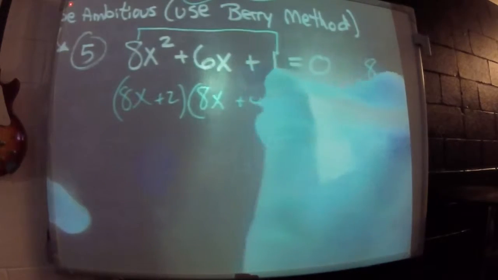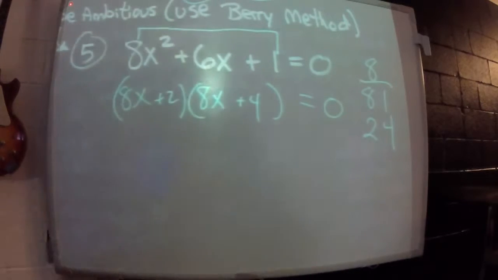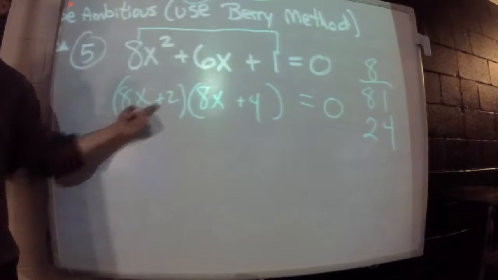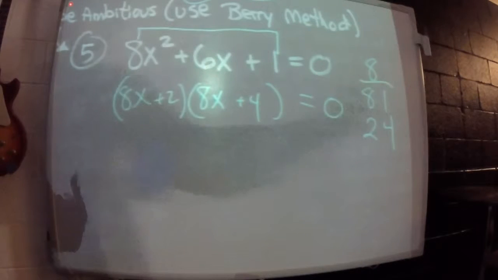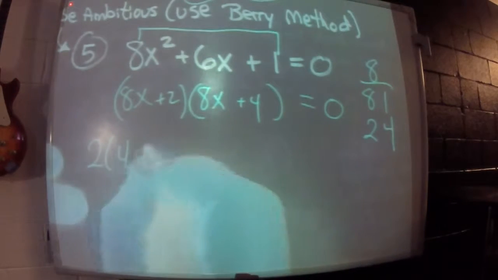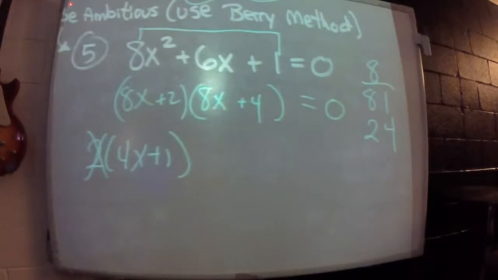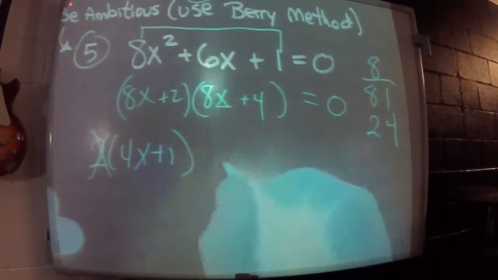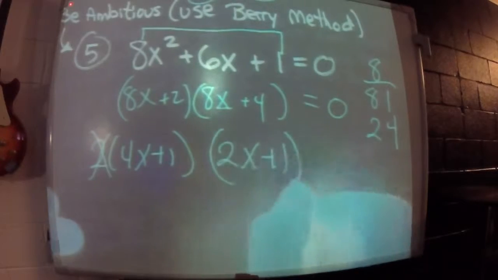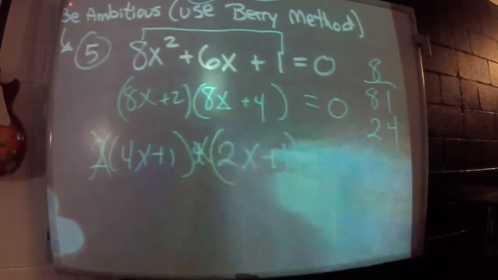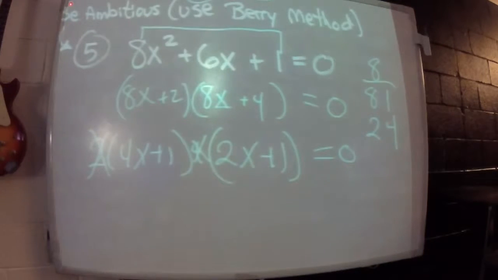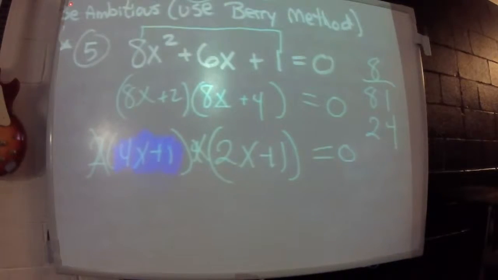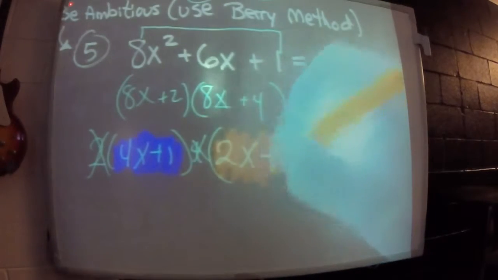Plus 2, plus 4. Now the Berry method says, if you can reduce, you reduce, and then just throw that number out. So this can be reduced by what? 2. This can be 4x plus 1. So if I pull the 2 out, that becomes 4x plus 1, and then you just throw that 2 off. What can I reduce that by? 4. If you divide both those by 4, you get 2x plus 1. And then you just throw that out. So here are your binomials. This times this. You're multiplying those two binomials.